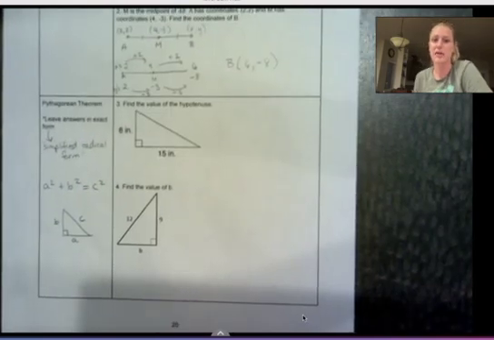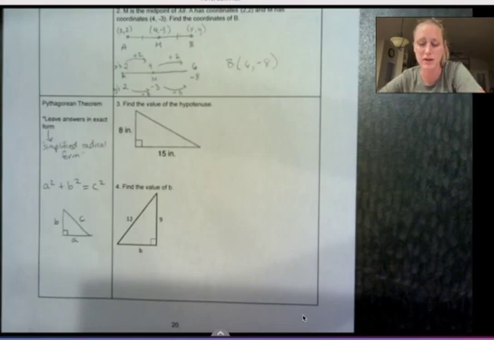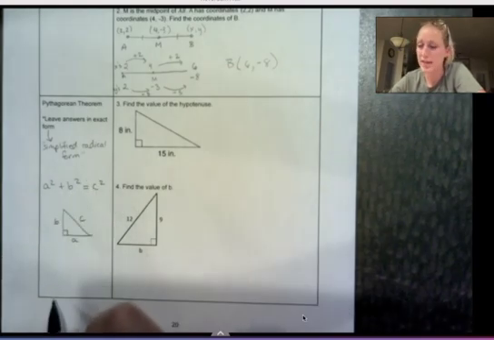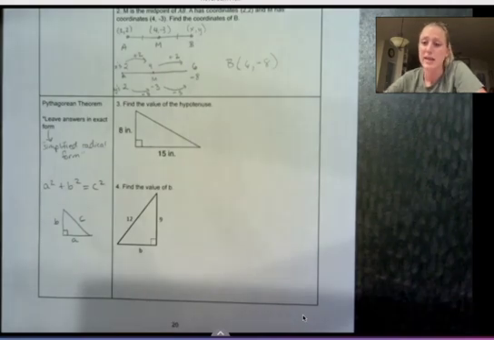Okay, this is the one that should look familiar, Pythagorean theorem. Here it is, a squared plus b squared equals c squared. Reminder, this can only be used on right triangles, and it's used to find the lengths of the sides of a right triangle. Okay, so we have to know 2 of the sides, but we can use this to find the third.